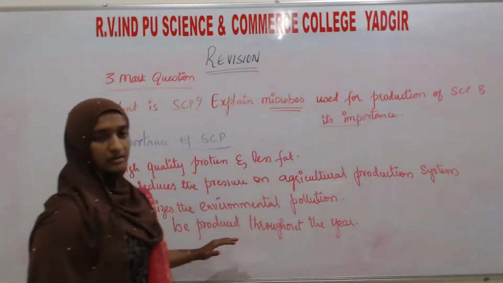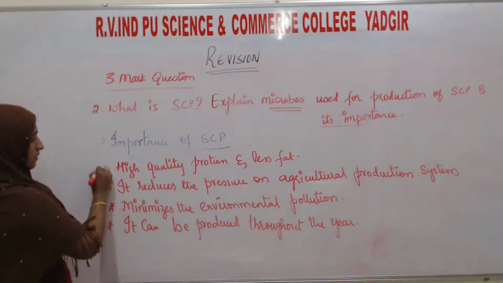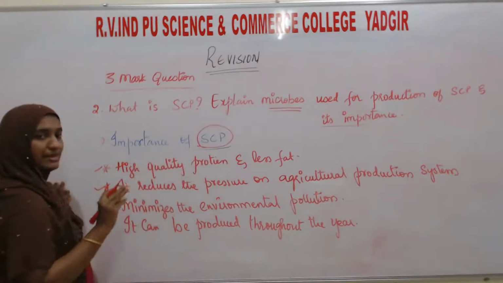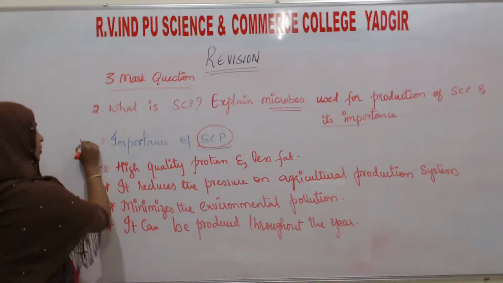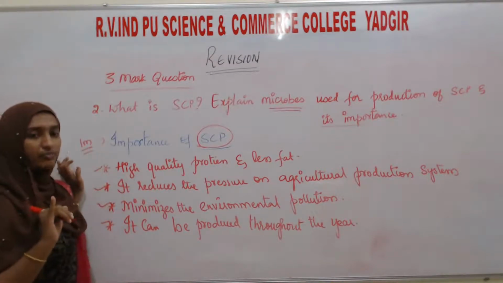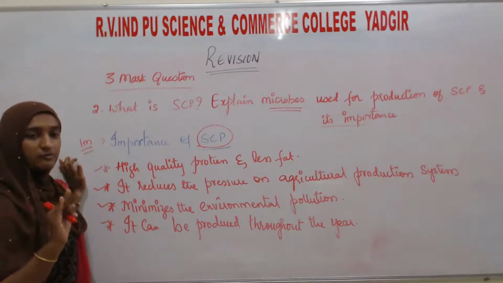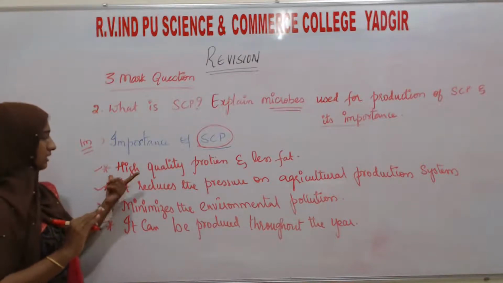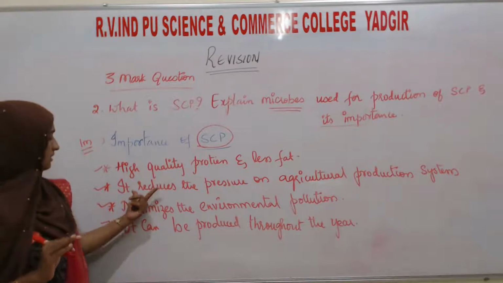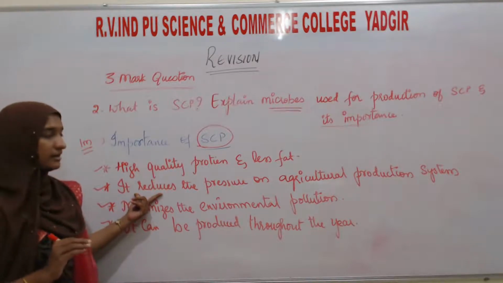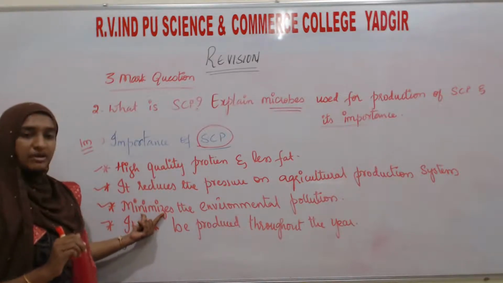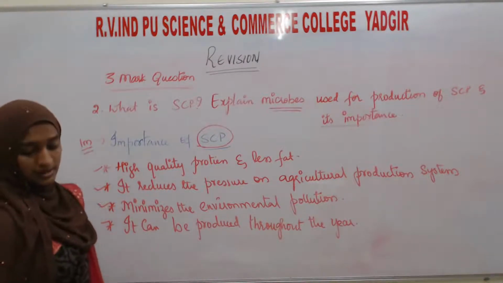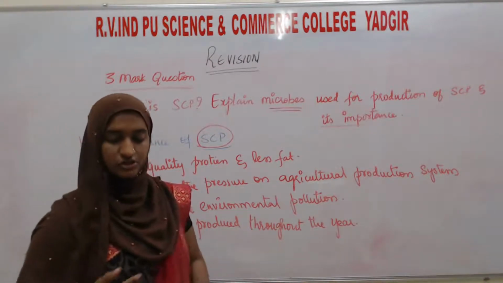So these are the importance of SCP. If you mention any two, you will get 1 mark. 1 mark for meaning, 1 mark for microbes, and 1 mark for importance of SCP. Okay. Here, high quality protein and less fat. It reduces the pressure on the agricultural production system, minimizes the environmental pollution, and it can be produced throughout the year. Then we will go for the next question.